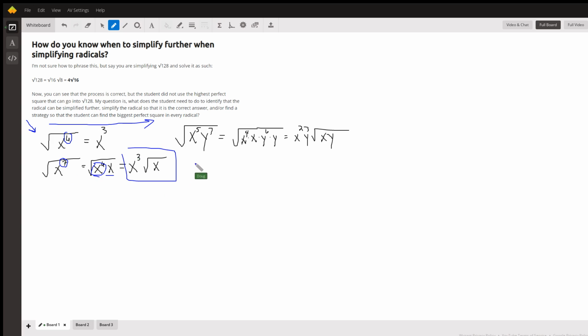Similarly, for the square root of x to the fifth times y to the seventh, think of it like this. You can take the square root of x to the fourth, which is x squared. The square root of y to the sixth is y cubed. And these are the factors that remain under the radical, xy. So there's the simplest radical form for this expression right here.